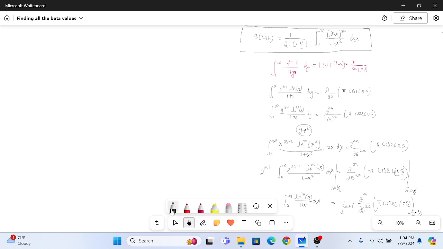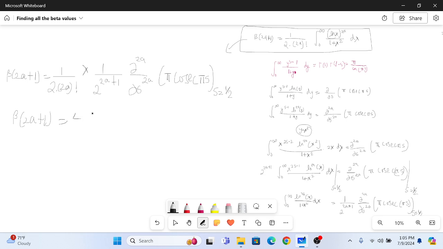If I substitute the value, what we get, let's see, beta of 2a plus 1 will be 1 by 2 times 2a factorial. Now you know that this integral is just over here, so 1 by 2 to the power 2a plus 1 times the 2a-th partial derivative with respect to s of pi cosec pi s at s equals 1 by 2. Okay, now this is around the final step that we are dealing with. Now this is 2 to the power 2a plus 2, which is 4 to the power a plus 1, so I can write it as 4 to the power minus a minus 1 divided by 2a factorial.